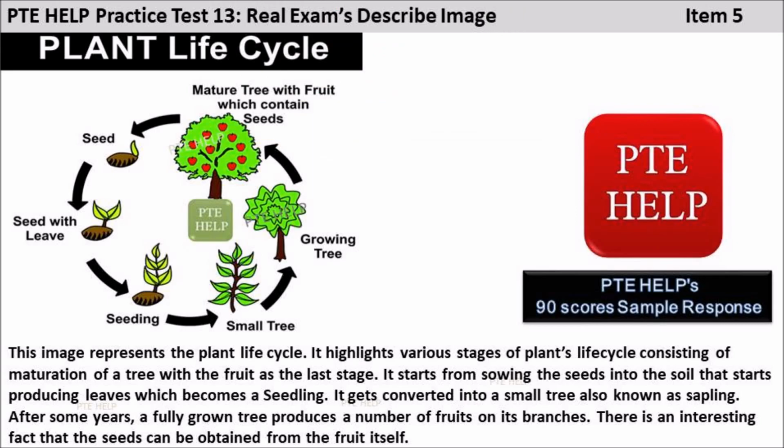This image represents the plant life cycle. It highlights various stages of a plant's life cycle, consisting of the maturation of a tree with the fruit as the last stage. It starts from sowing the seeds into the soil, which start producing leaves and become a seedling. It gets converted into a small tree, also known as a sapling. After some years, a fully grown tree produces a number of fruits on its branches. There is an interesting fact that the seeds can be obtained from the fruit itself.